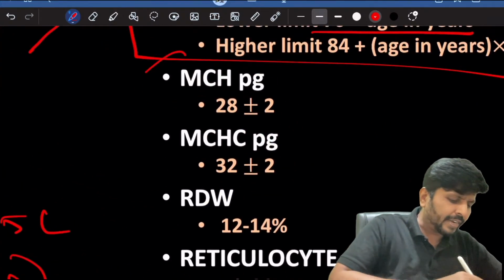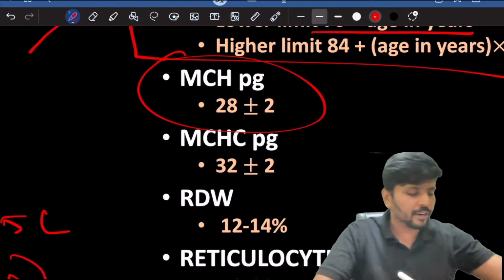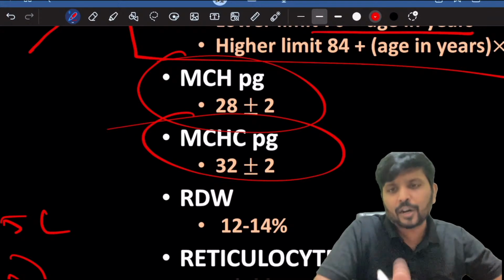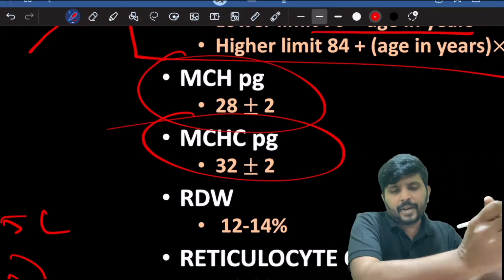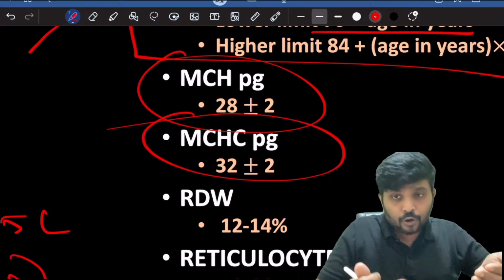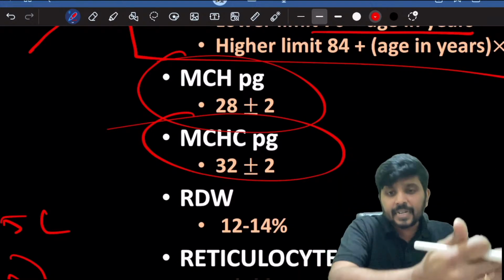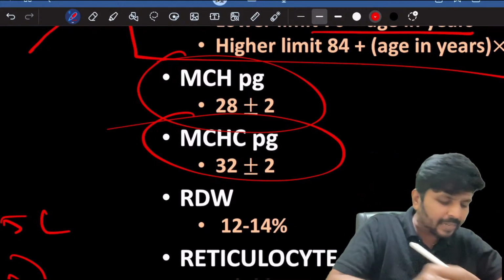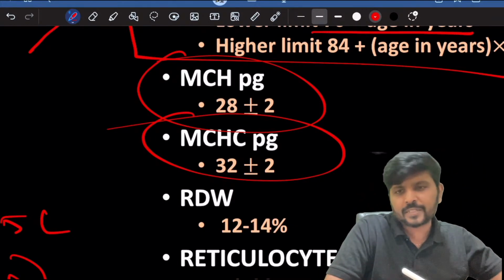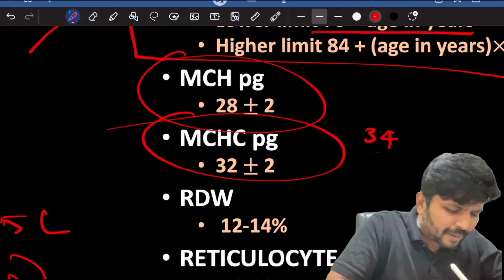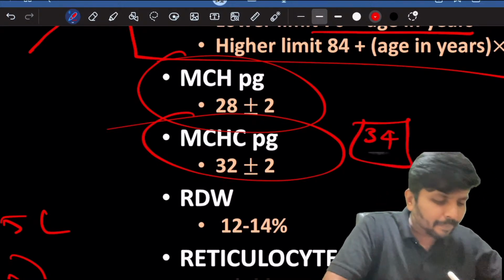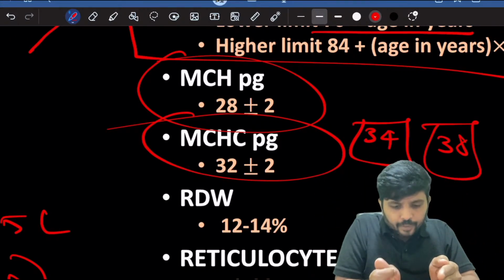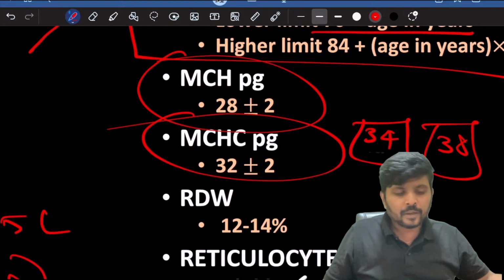Then look into this. I am not going to give any importance to MCH. Instead, I want to give importance to MCHC. Remember, mean corpuscular hemoglobin concentration is the hemoglobin concentration per deciliter of RBC. Let me say the normal value is 32 plus or minus 2, with a maximum of 34. And remember, when it is high, the amount of hemoglobin in that particular RBC is very, very high.